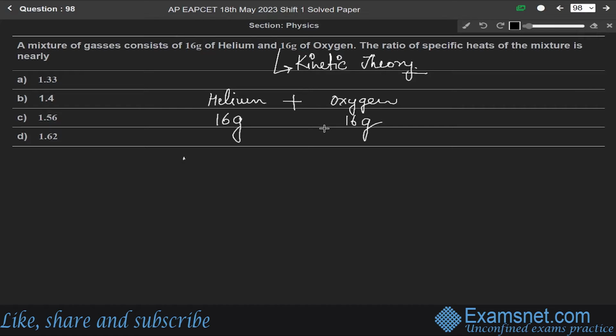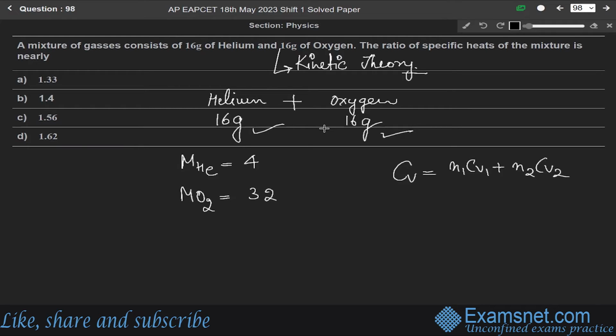So for this, the molecular mass of helium, we know, is 4, and the molecular mass of oxygen is what? 32, okay. And the mass of helium is 16 and oxygen is also given as 16. So for this, Cv will be equal to N1 Cv1 plus N2 Cv2 over N1 plus N2, okay.